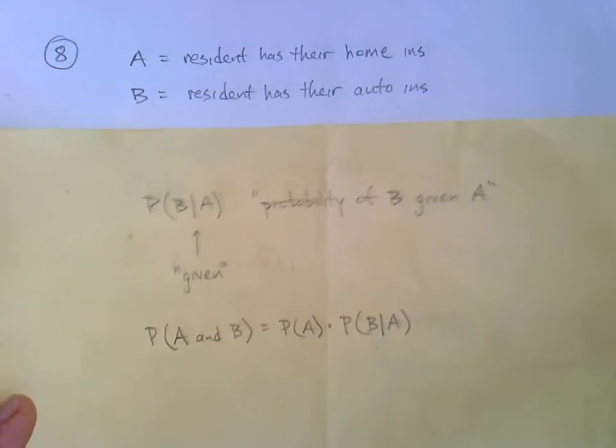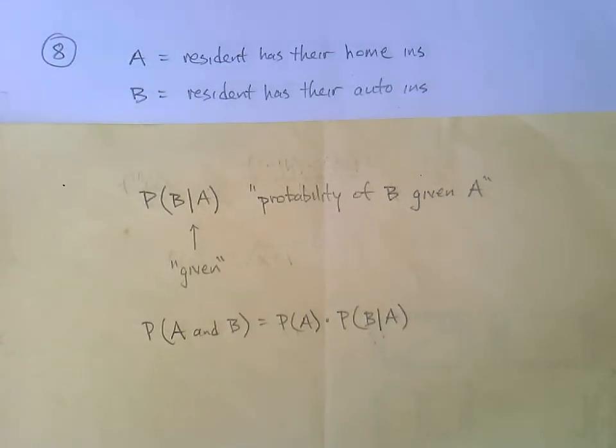All right, let's dive into it. And I'm going to describe here at the top the two events. Okay, so there's two things going on, right? People have homeowners insurance with them, and then people have automotive. So let's think of A as a randomly selected city resident has their home insurance with this company. The resident has their home insurance. And event B is that any randomly selected resident in the city has their automotive insurance.